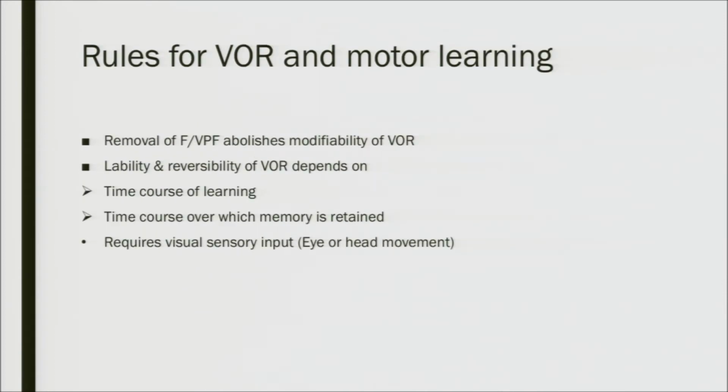There are certain rules for vestibular learning. Vestibular learning works in both ways. If an animal is put on a magnifying glass, it learns to adapt to it. When the glass is removed, it learns to adapt without it. So it is working in both ways. Why is this working in both ways? What is happening at the molecular level? It is labile and reversible. It depends on the time course of learning and the time course over which your memory is retained. And it definitely requires visual sensory input.